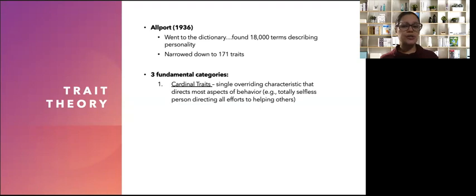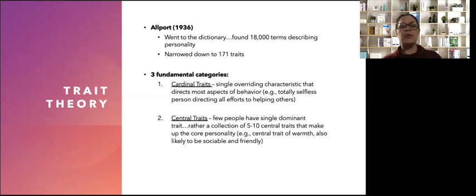We're going to have cardinal traits, central traits, and secondary traits. So, cardinal traits consist of a single overriding characteristic that directs most aspects of your behavior. So, for example, a selfless person directs all of their efforts and behavior to helping others. Essentially, it's the main characteristic of your personality. And these cardinal traits, though, the idea that a person has one overriding characteristic, are thought to be rare. Okay, so it's not that everyone has these cardinal traits, and in fact, it's rare that anyone does.